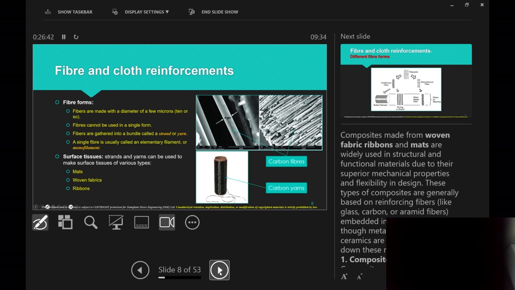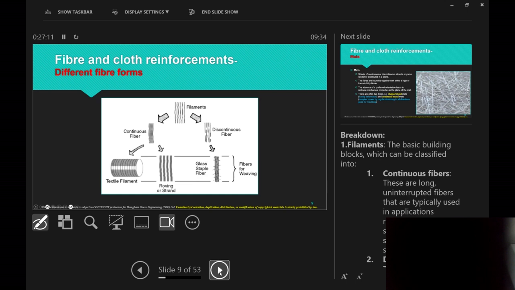In terms of the topography of the composite, these strands and yarns could be in different configurations. They could be in the configuration of mats, woven fabrics, and ribbons, and these are the ones you mostly see in manufacturing. So mats, woven fabric, and ribbons. Let's see what these are. Here is an illustration, but I'm not going to go through it all; you've got the filaments, as we said.